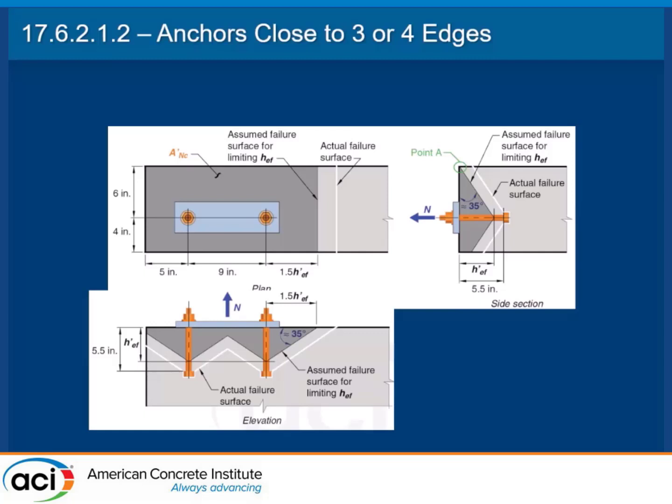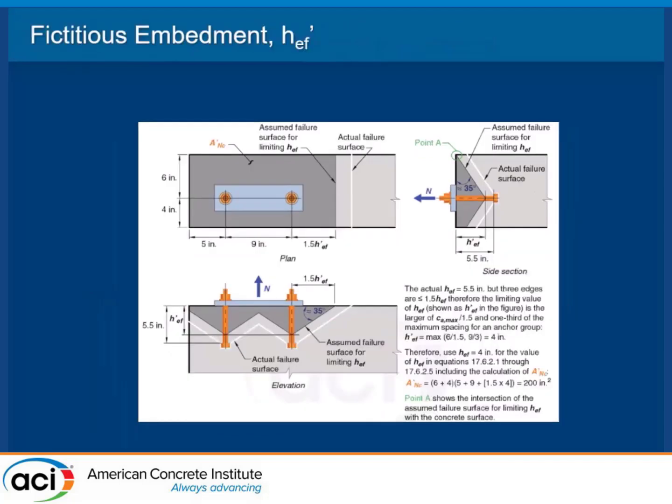you actually have to adjust your h effective prime to an assumed failure mode, meaning you're not really down here, you're really up here for all your calculations. And so the code tells you how to do it.